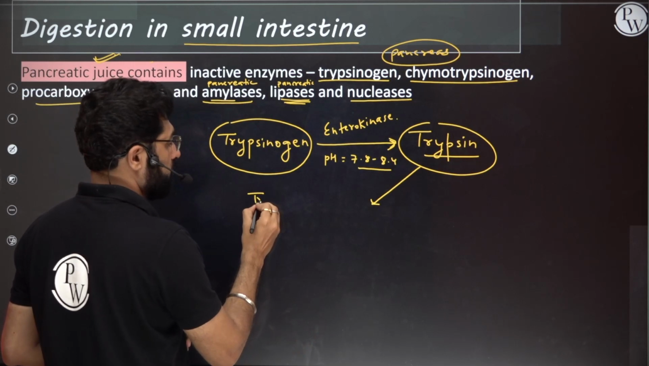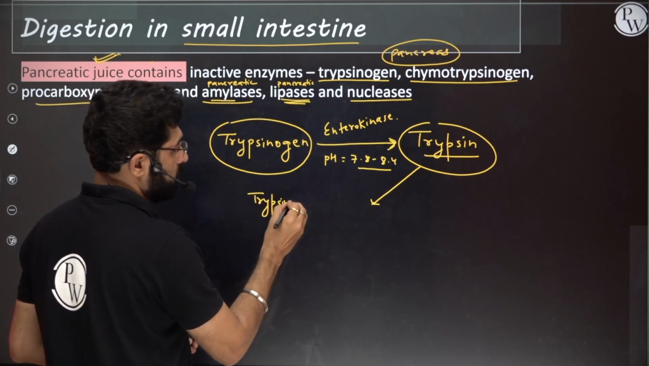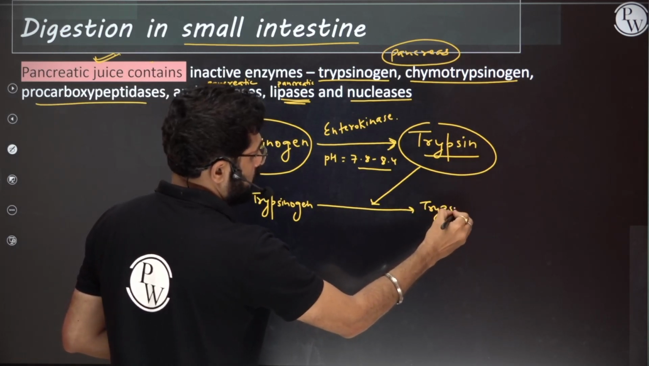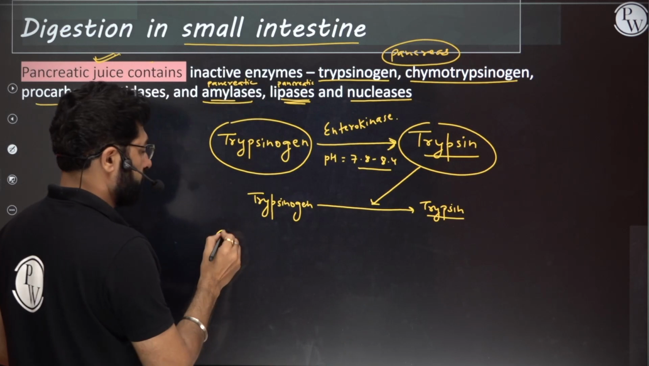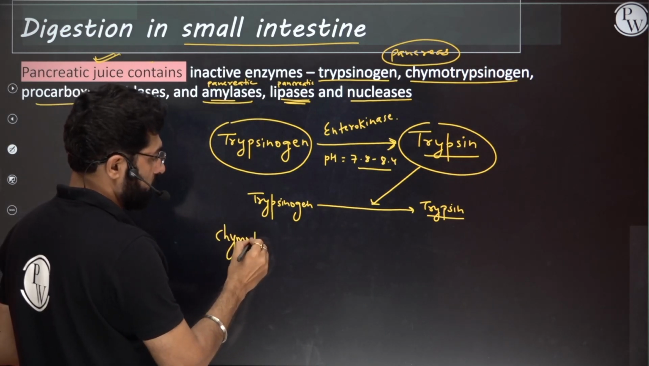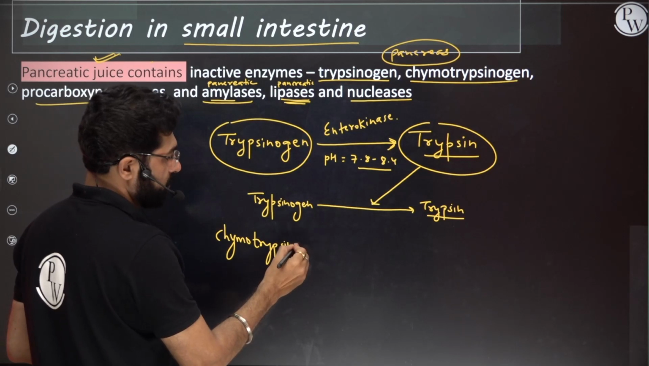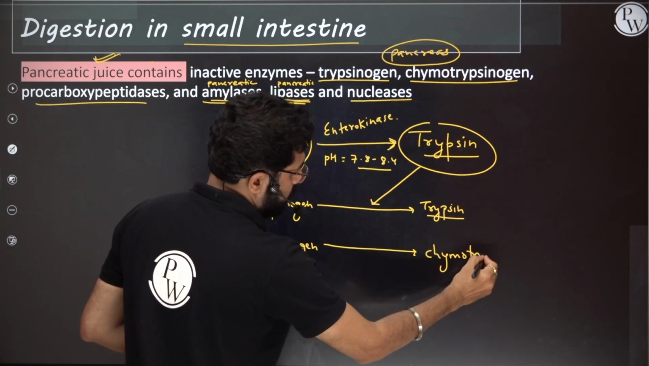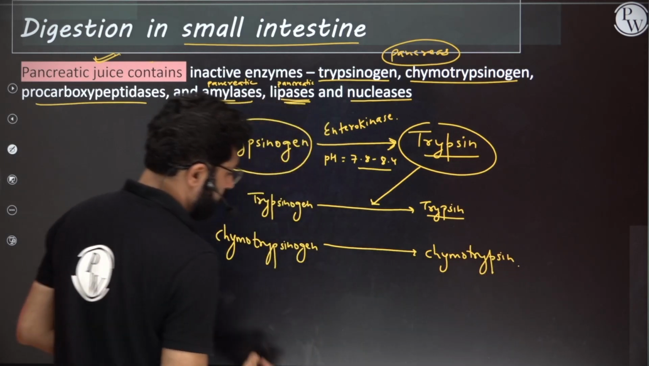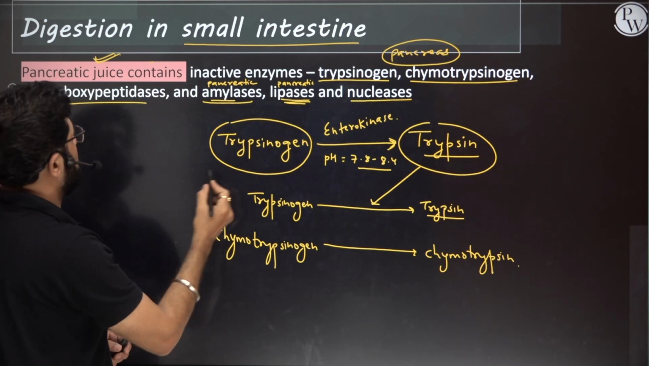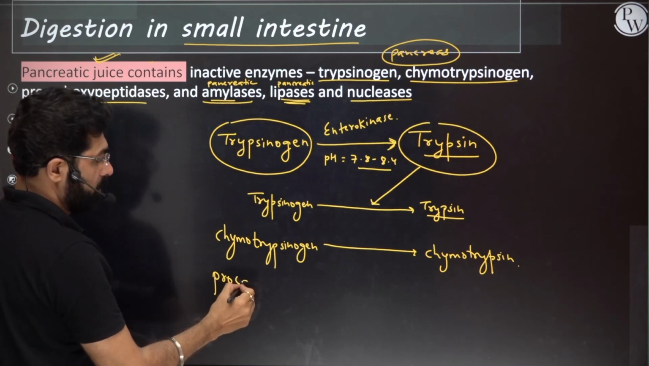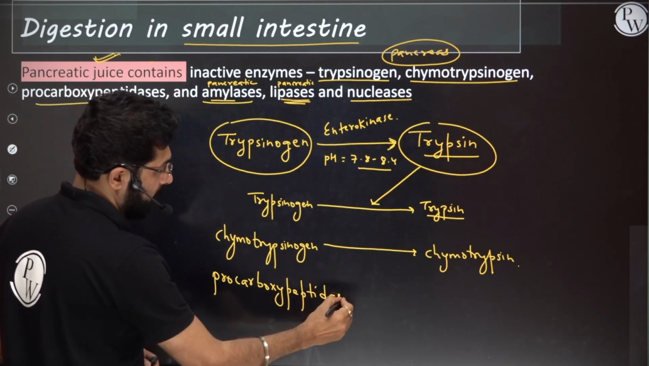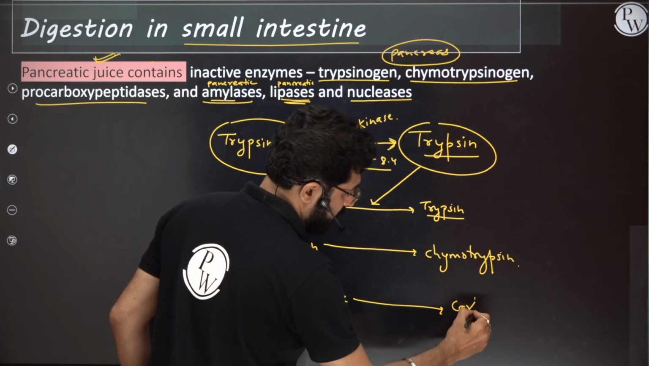Okay. Once trypsin is formed, this can convert trypsinogen into the trypsin. This trypsin also can convert chymotrypsinogen into chymotrypsin, and even this can convert the proenzyme, that is procarboxypeptidase, into the active enzyme, that is carboxypeptidase.